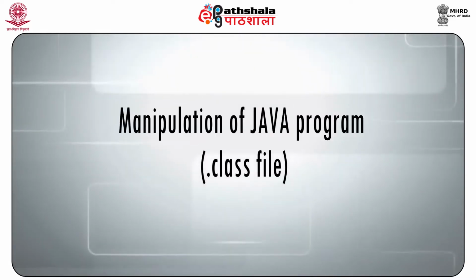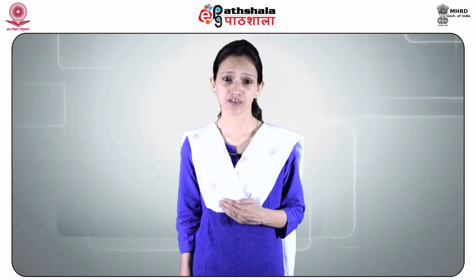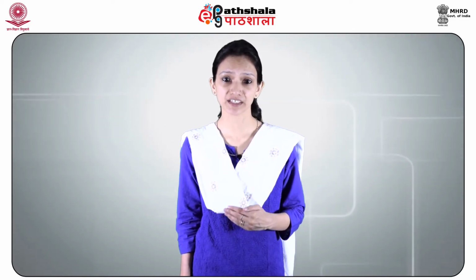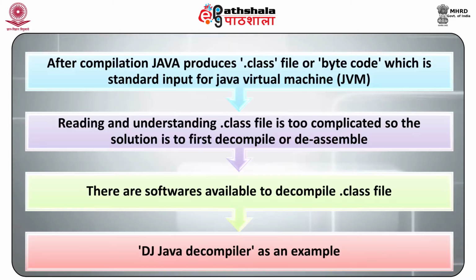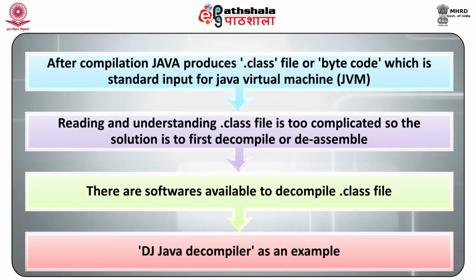Second, manipulation of Java program, .class file. When we have .java file, it is very close to human readable format. After compilation, it produces .class file which is known as bytecode, which is standard input for Java Virtual Machine, JVM. Reading and understanding .class file is too complicated. So the solution is to first decompile or disassemble the .class file.